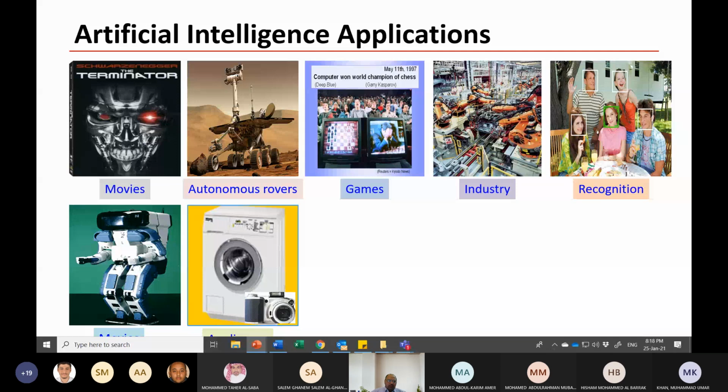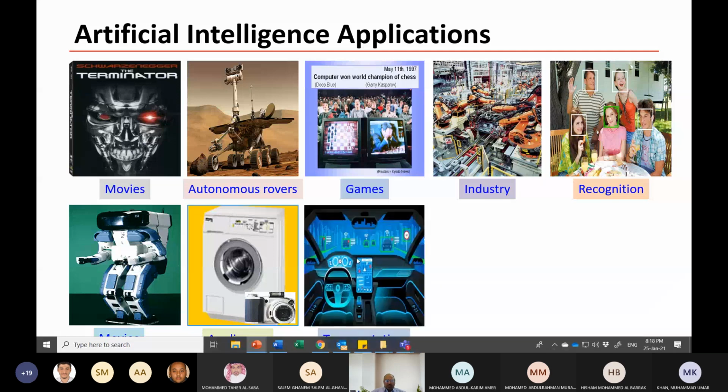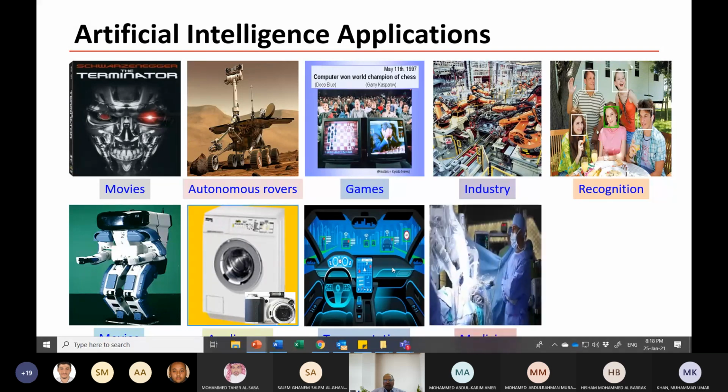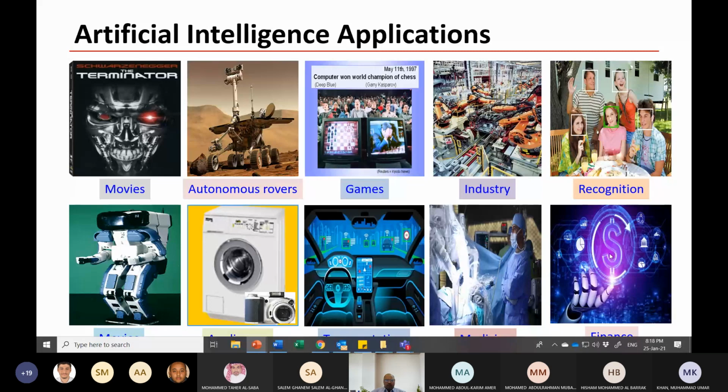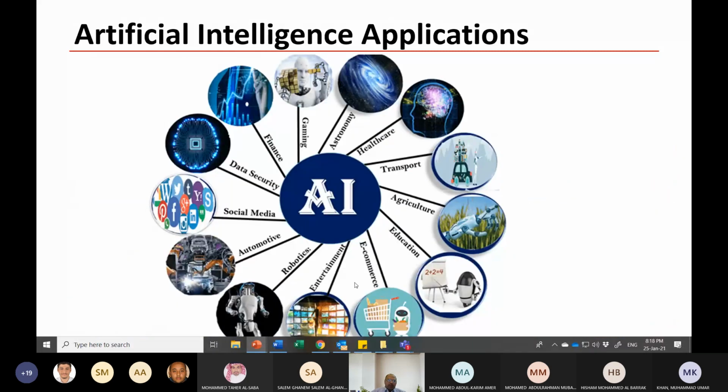appliances. You also have fuzzy logic controllers implemented in cameras and in washing machines. You have it also in transportation, as you mentioned, the driverless cars. You can also have intelligent control or artificial intelligence applications in the medical area. You have it also in economics and finance, and these are usually the fields where you can find artificial intelligence applications.